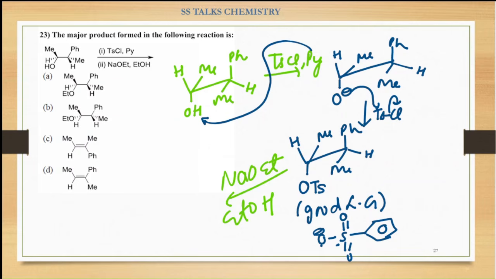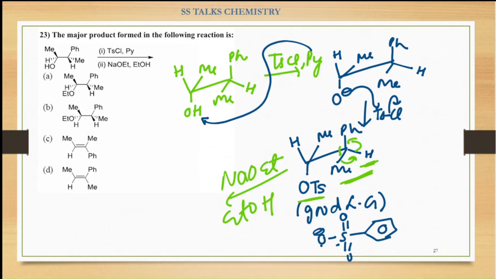That means elimination is again going to take place. So OTs is a good leaving group. For the elimination to take place, the hydrogen atom that is present on the adjacent carbon atom and this leaving group, they both should be anti-periplanar to one another. So for that, on this carbon atom that is containing the hydrogen atom, we have to do the rotation so that this OTs group and this hydrogen become trans to one another.